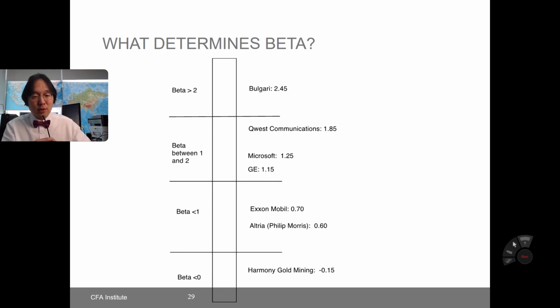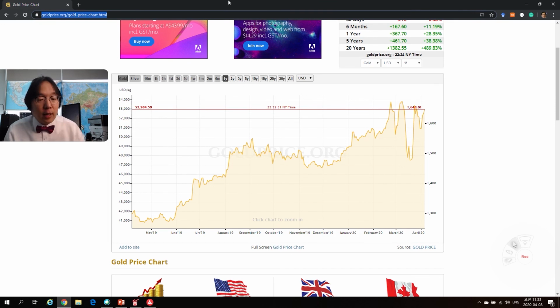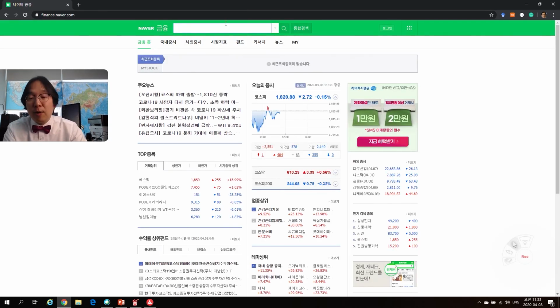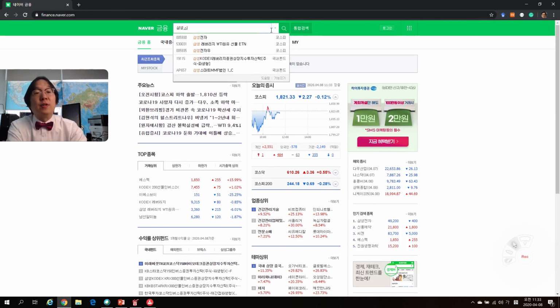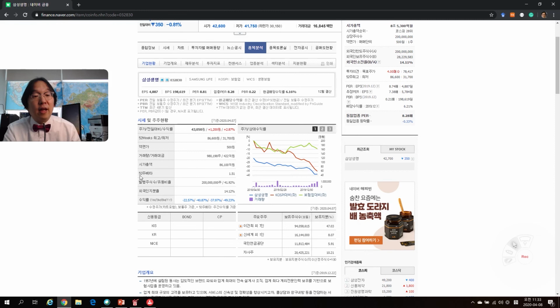For that purpose, let's look at our good old friend Naver Finance. I punch in finance.naver.com, it's readily available, and then I search 삼성 생명, Samsung Life Insurance. There, in the 종목 분석, the analysis of their company stock, you see beta. Samsung Life Insurance beta, what is it? Is it negative or positive? 1.51. What?